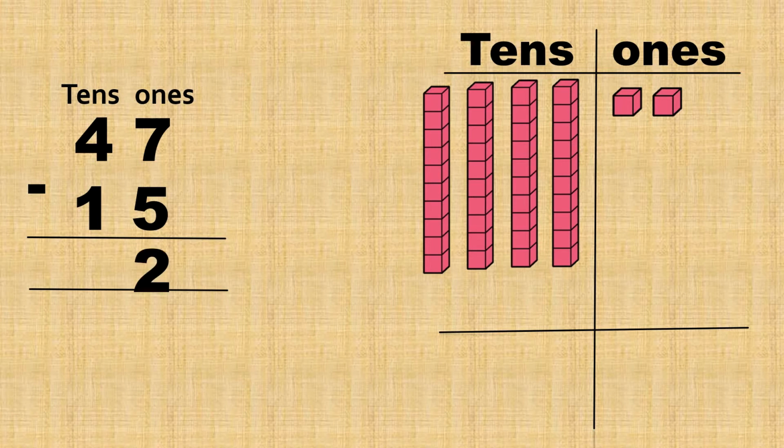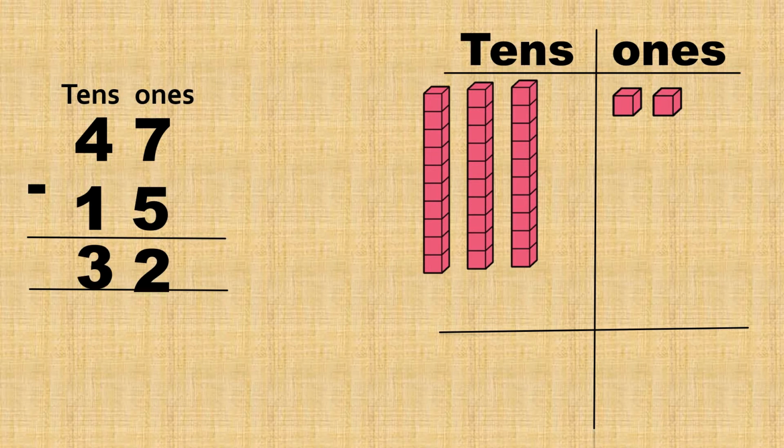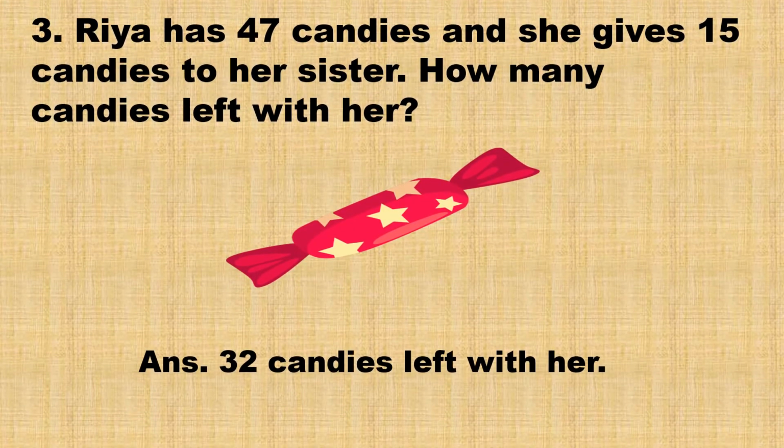Let's move to the tens place. We must subtract 1 from 4. So, let's take away 1 tens block from 4 tens block. 1. So, now we are left with 3 tens block. So, 4 minus 1 is equal to 3. It means 47 minus 15 is equal to 32. So, the answer of the question is 32 candies left with her.